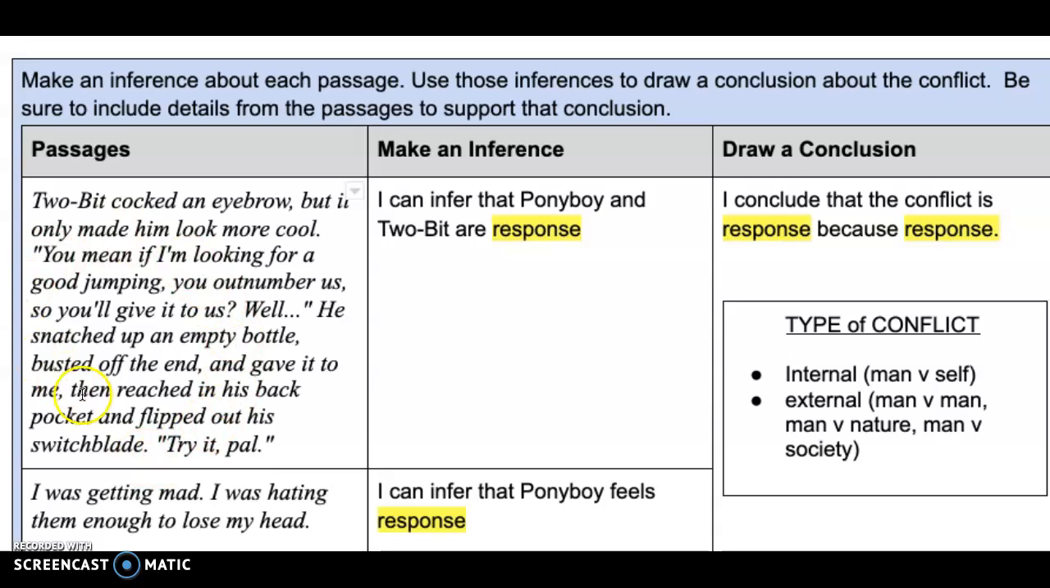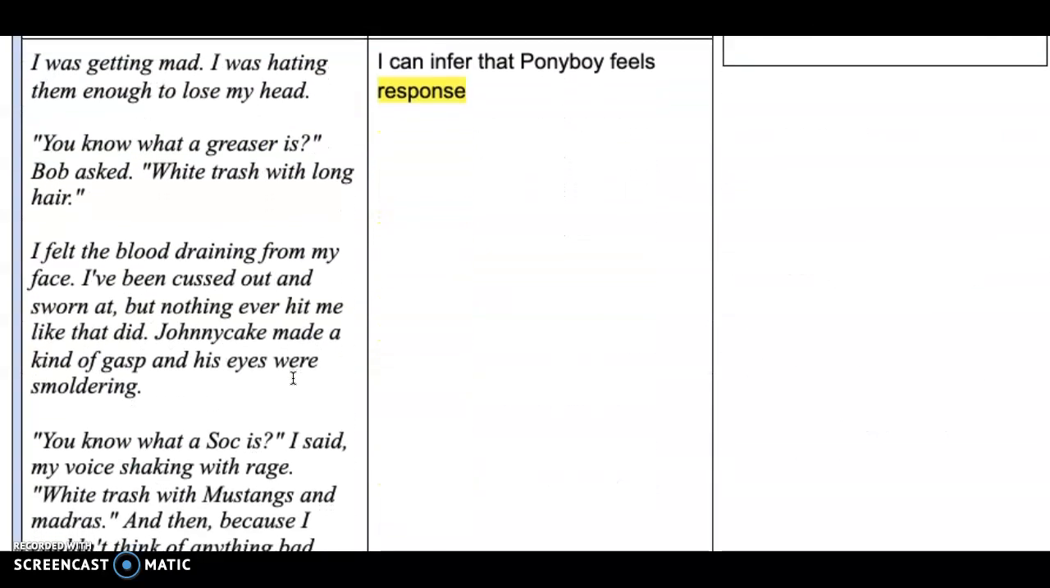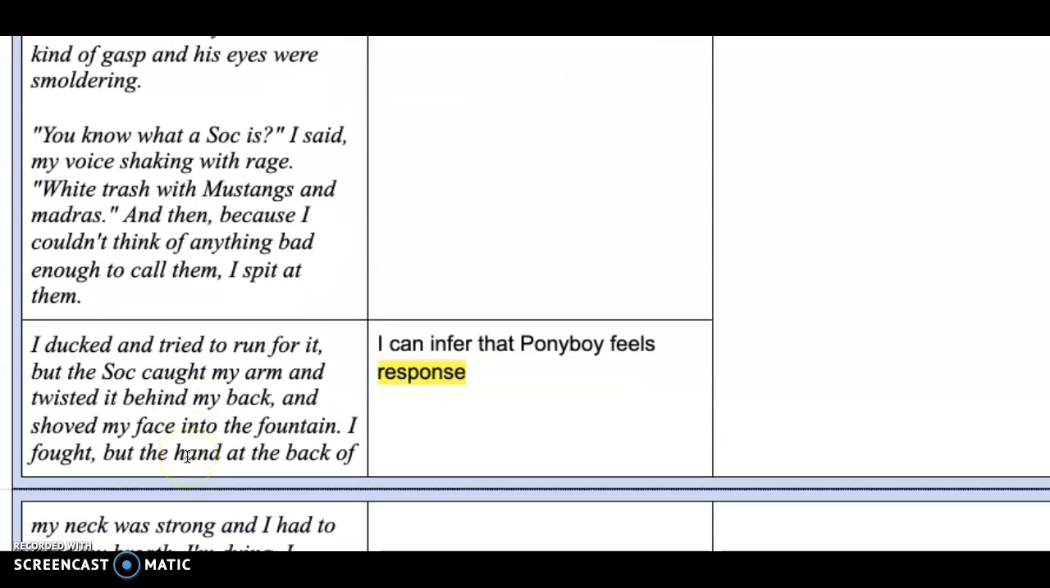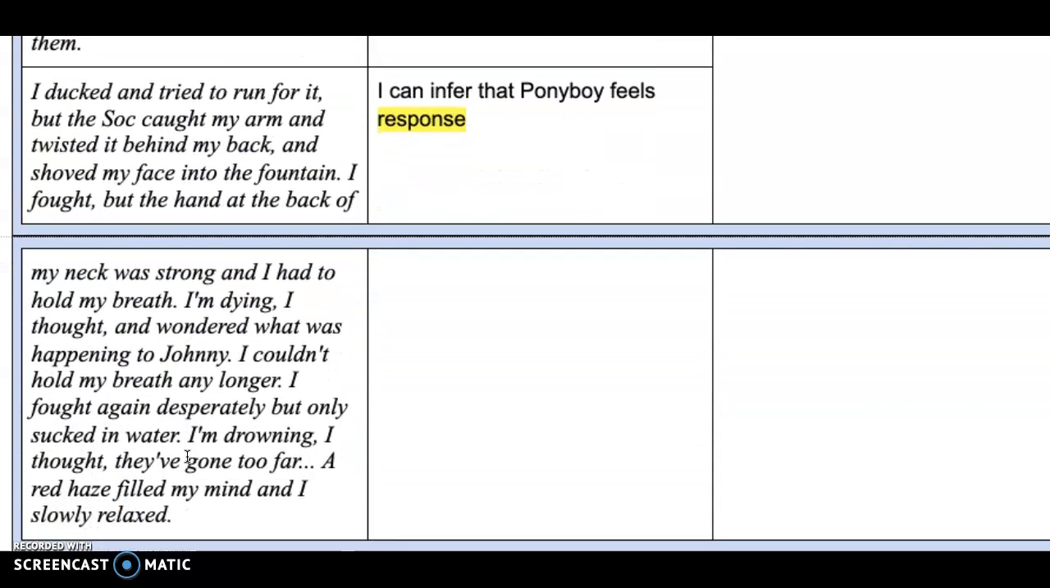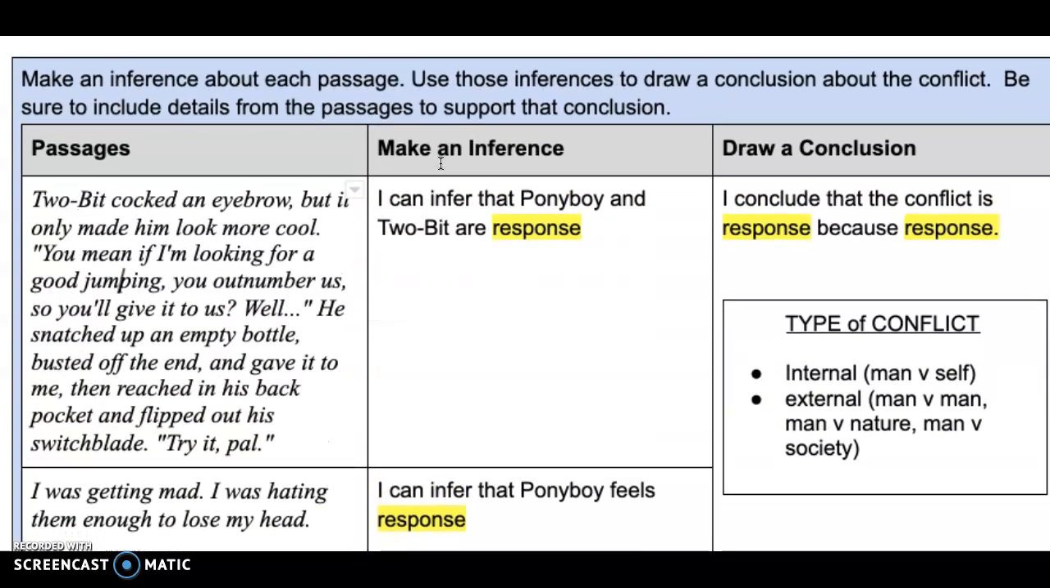You will read this passage and then you will make the inference using this sentence frame. Then you'll go to the second passage, read the second passage, make an inference based on that passage in this sentence frame, and then you will make another, read one more passage and make one more inference. Once you've made those 3 inferences, you're going to come over to this last column and draw a conclusion.